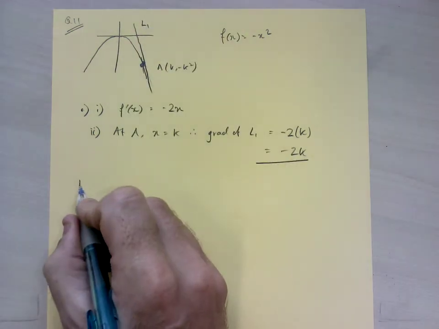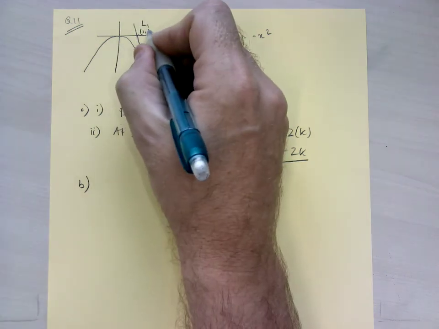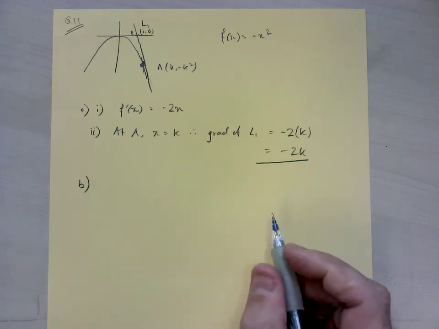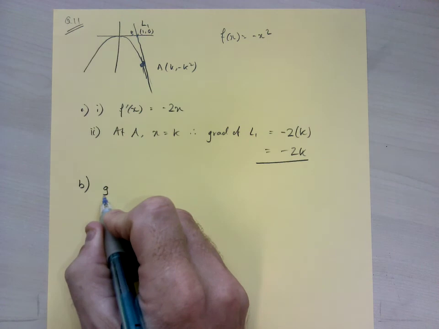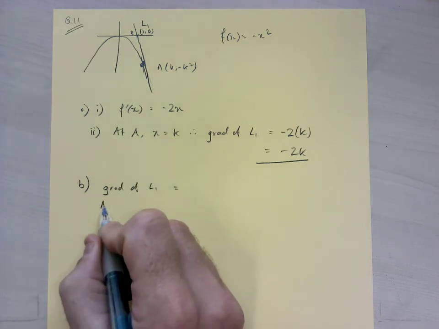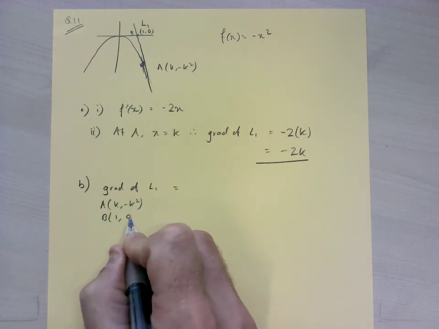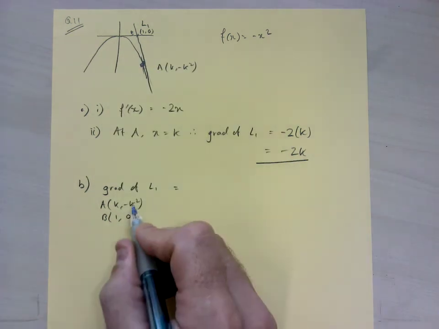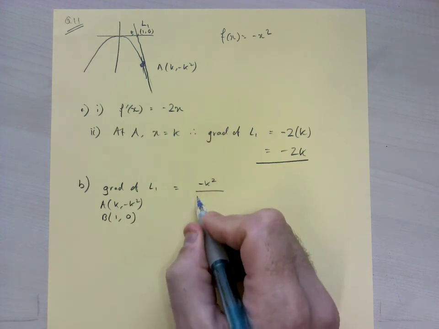Moving on to B. It gives me now that B, this point here, has got coordinates 1, 0. And it asks me then to show that k equals 2. Well, I've now got more information about the gradient of this line. I know that the gradient of L1 is also going to be, let's just jot these coordinates down, A is k, minus k squared and B is 1, 0. So the gradient of that line is the difference in the y, so minus k squared minus 0, over the difference in the x's, over k minus 1.